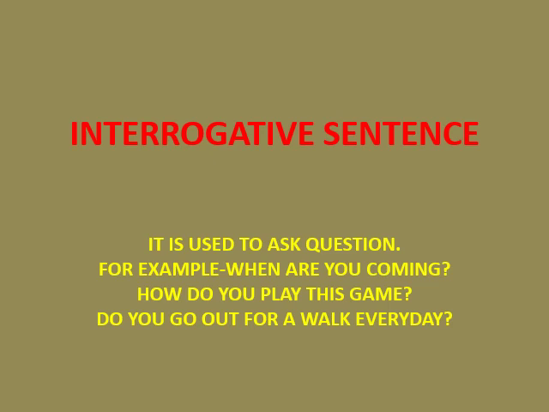Okay, students. So there are two ways to make any sentence interrogative: by putting the WH family at the first if the answer is given in a sentence, and if the answer is given in yes or no, then we will put a helping verb at the first. For example, how do you play this game? So here, how do you play this game? तुम ये गेम कैसे खेलते हो?